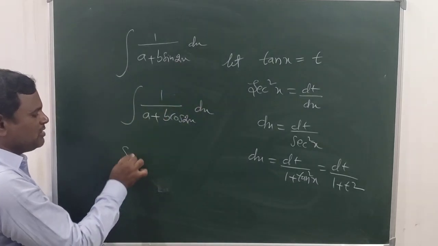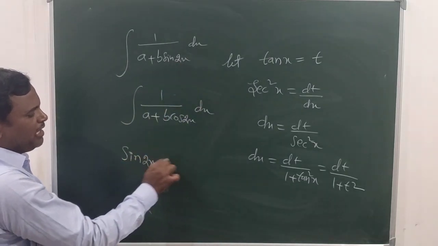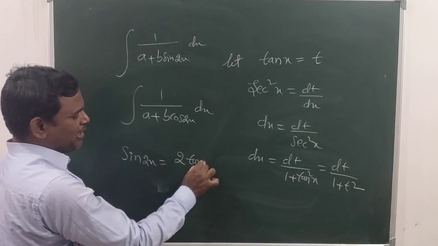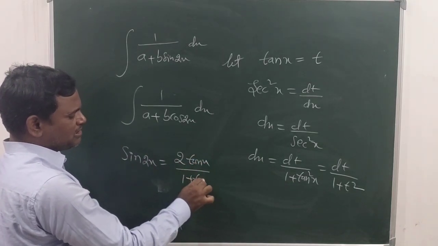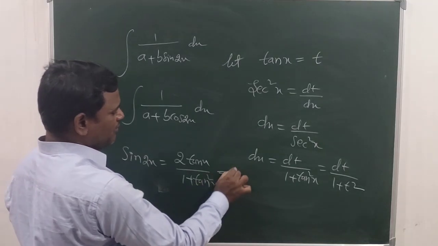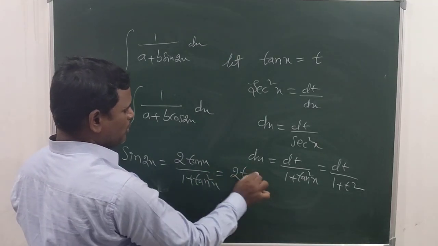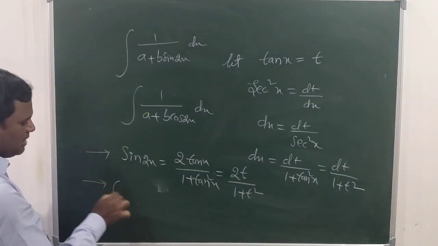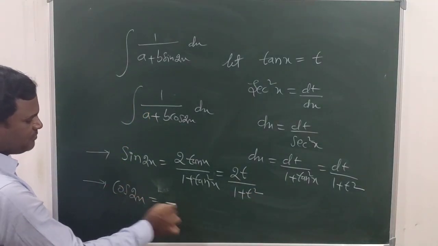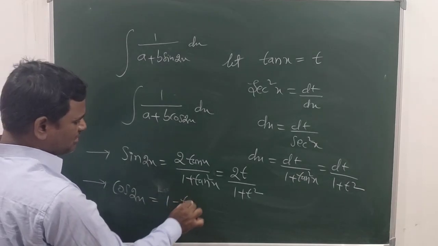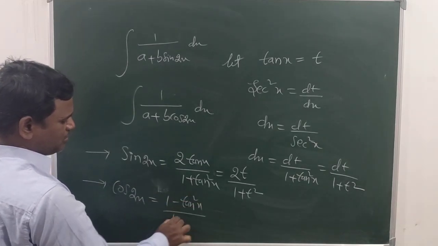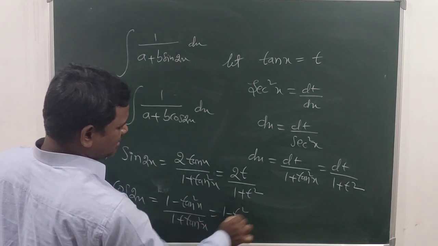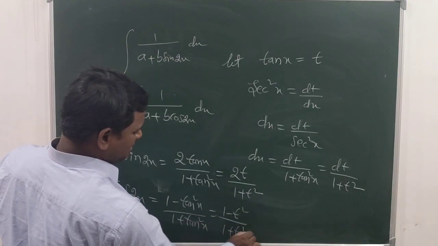And also in the place of sin 2x, what are you going to write? You know sin 2x in terms of tan: 2 tan x by 1 plus tan square x, which is equal to 2t by 1 plus t square. And in the place of cos 2x, 1 minus tan square x by 1 plus tan square x, which is equal to 1 minus t square by 1 plus t square.